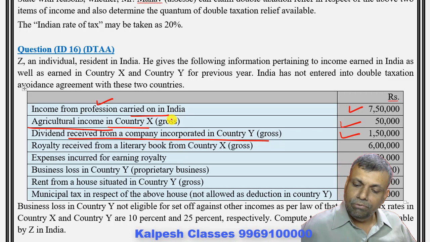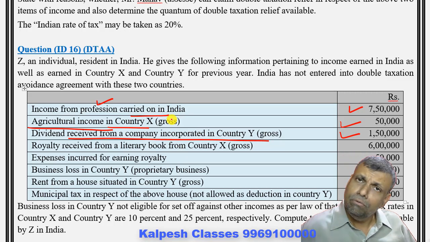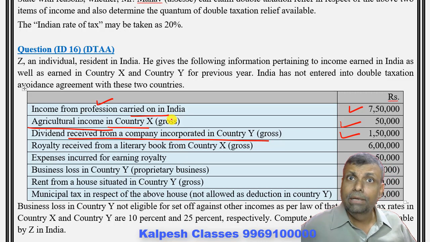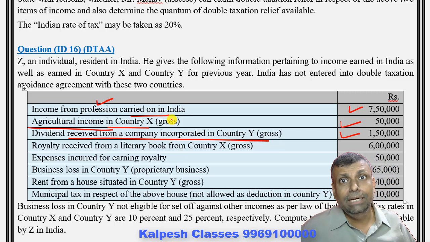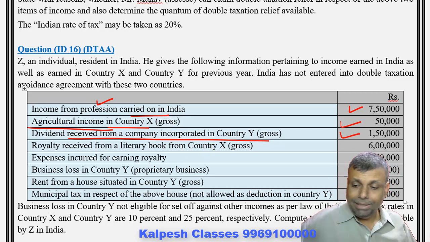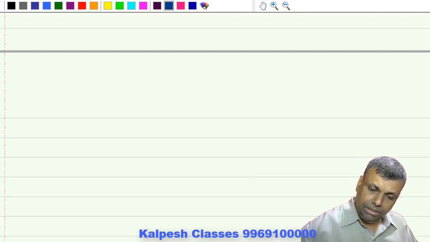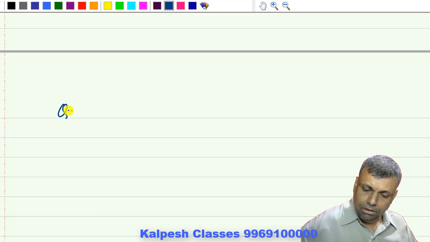Secondly, dividend received from a foreign company is also taxable in India. Logic is very simple, that foreign companies do not pay, I repeat, the foreign companies do not pay the dividend distribution tax in India, and therefore the dividend from a foreign company is taxable in India. Pay maximum attention, as I already told you. Don't miss out on this particular question, friends.